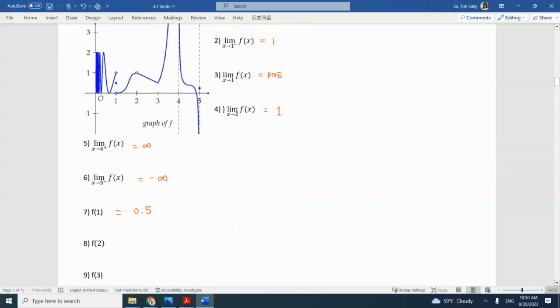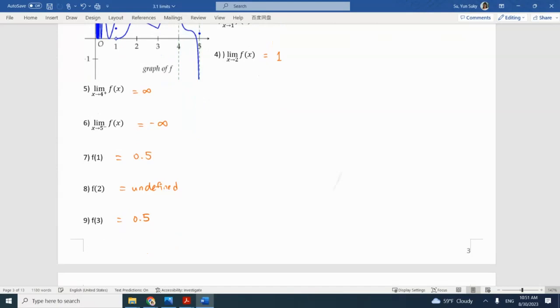And Gabby, what's f of 2? Undefined. Yes, everybody, you see, we don't have a solid point there, so this is undefined. Almost there. Joseph, what's f of 3? Okay. Do you see at 3 that this is continuous, it's connected, you don't see a hole there? It means that point is not missing. So what's this point? 0.5. So our f of 3 is 0.5.